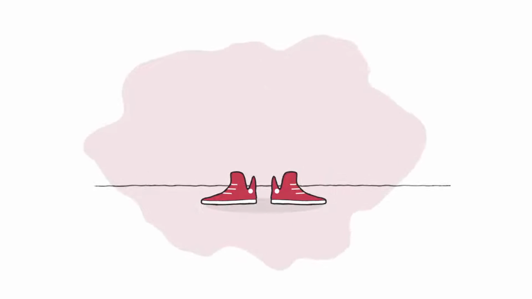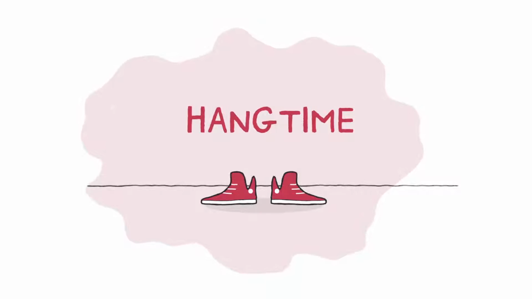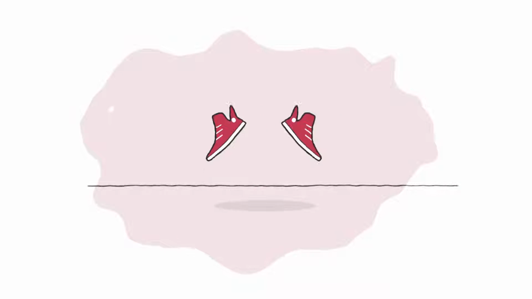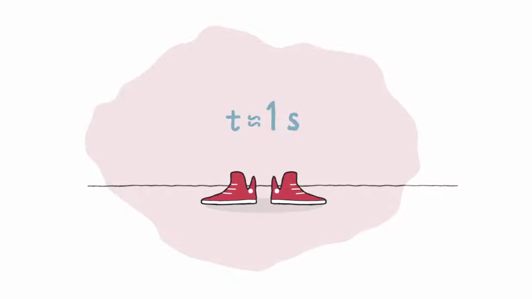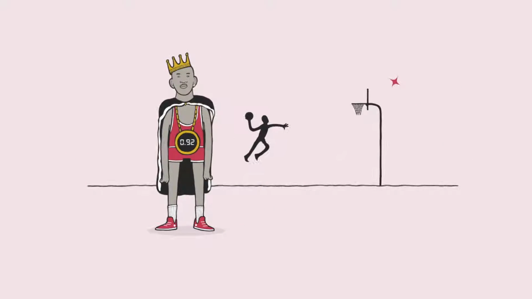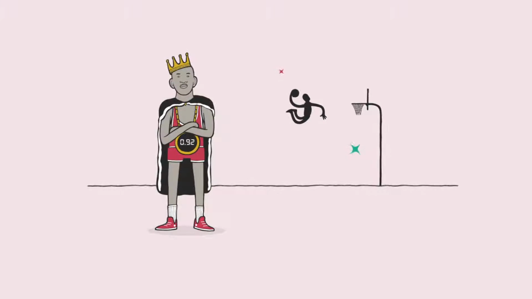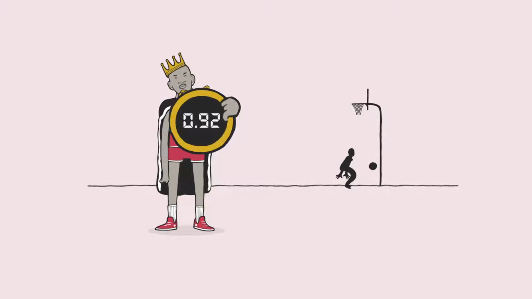In fact, the human limit on a flat surface for hang time, or the time from when your feet leave the ground to when they touch down again, is only about 1 second. And yes, that even includes his airness, whose infamous dunk from the free throw line has been calculated at 0.92 seconds. And of course, gravity is what's making it so hard to stay in the air longer.